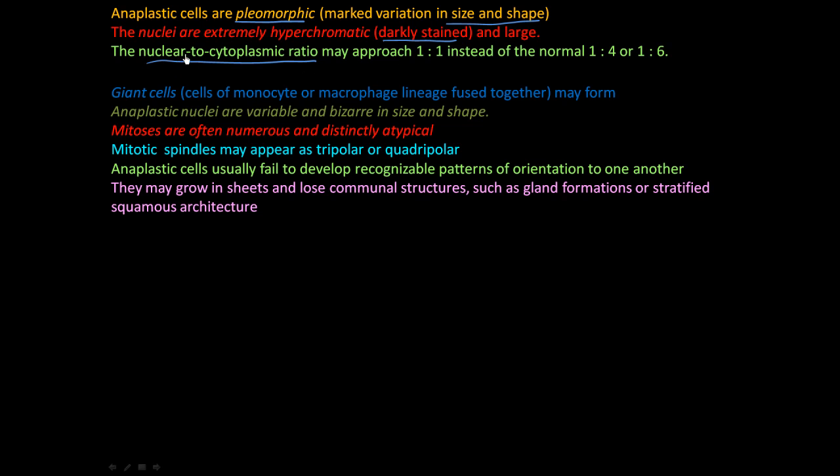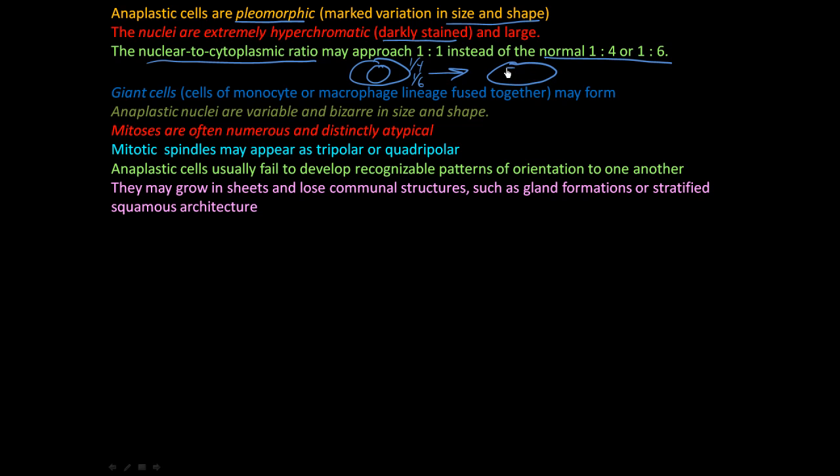Now, what is this nuclear to cytoplasmic ratio? If I have a cell here, and then I have the nucleus, this nucleus is a three-dimensional shape, so it takes up a certain volume inside the cell. So normal nuclear to cytoplasmic ratio is 1:4 or 1:6. So the nucleus takes up 1/4 or 1/6 of the total volume of the cell. That's normal. So in these anaplastic cells, the nucleus might take up 1:1. So a 1:1, versus 1:4 or 1:6, which is normal.